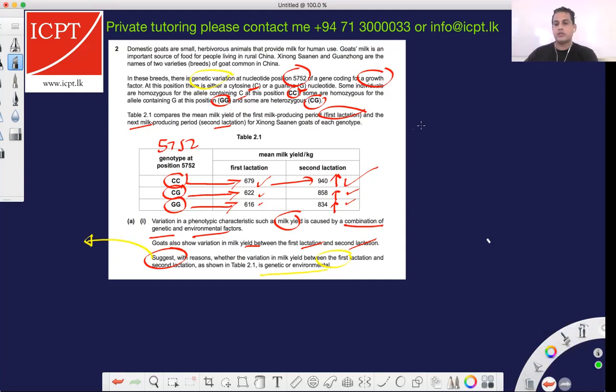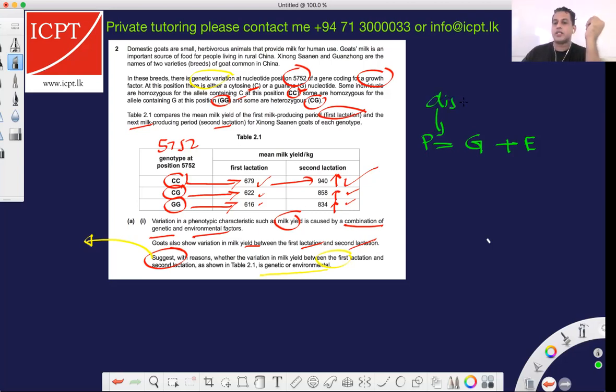Right, now given a phenotypic characteristic, for example here, the milk yield. So this is equivalent to genotype plus environmental factors. As we know, we have learned this one. There are two types of variation. One is continuous variation, other one is discontinuous variation.